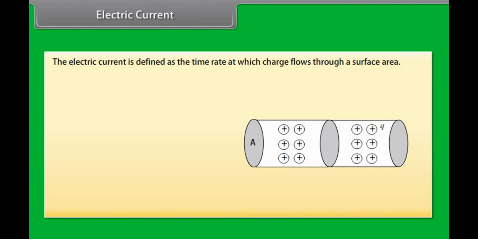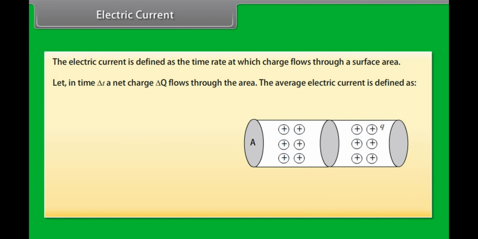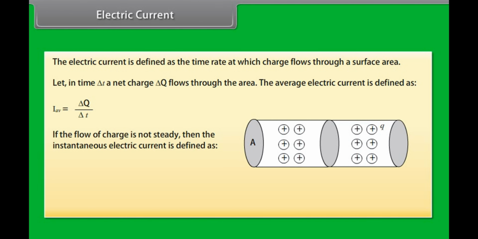Electric current. The electric current is defined as the time rate at which charge flows through a surface area. Let in time delta t, a net charge delta q flow through the area. The average electric current is given by delta q upon delta t. If the flow of charge is not steady, then the instantaneous electric current is given by dq upon dt. The SI unit of current is ampere.